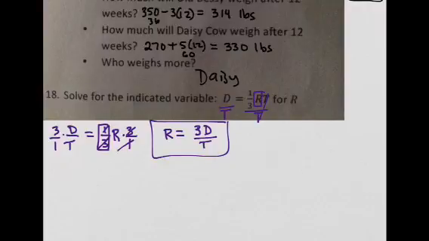Okay, so I think number 18 got erased by accident. So to solve for r, the first thing I did is I divided both sides by t, right here, t over t. So that gave you d over t equals 1/3 r. And then I multiplied both sides by 3, the reciprocal of 1/3. So here's 3 and here's 3. And then the 3 over 3 is 1. The 1 over 1 is 1. So I'm left with r equals 3d over t.